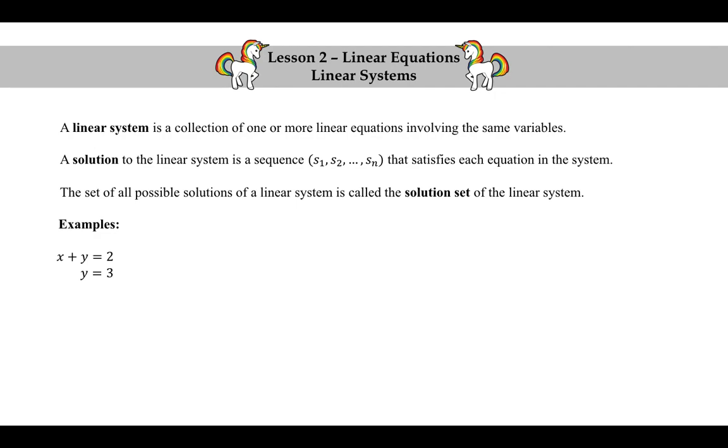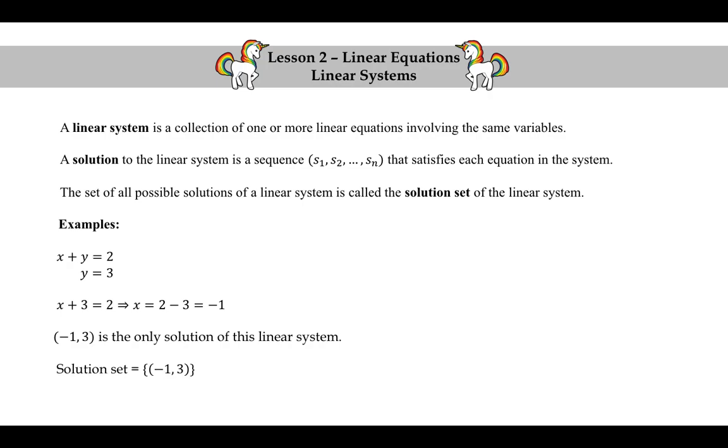The second equation gives us that y equals 3, so we can replace y by 3 in the first equation to get x plus 3 equals 2. Subtracting 3 from each side of this equation gives us that x equals 2 minus 3, or negative 1. So negative 1, 3 is the only solution of this linear system. The solution set is therefore the set consisting of the point negative 1, 3. This system of equations has a unique solution, or exactly one solution.